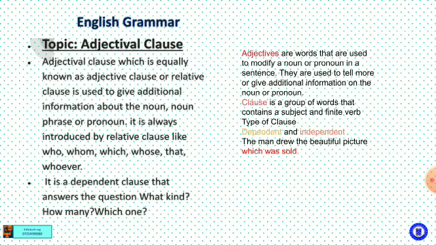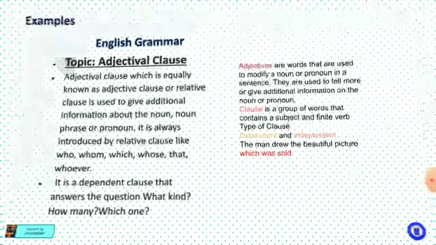Now we say that it is a dependent clause, meaning that an adjectival clause, adjective clause or relative clause cannot stand on its own. It needs the support of the independent clause or the main clause, all right? And they answer the questions what kind, how many, and which one. Is that understood? Very good. Now let's quickly look at the examples.